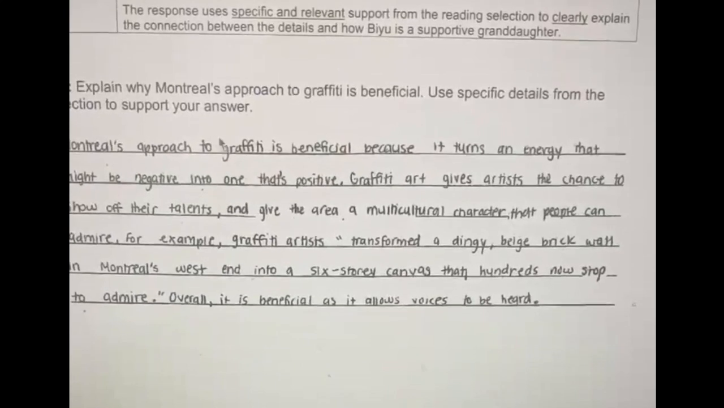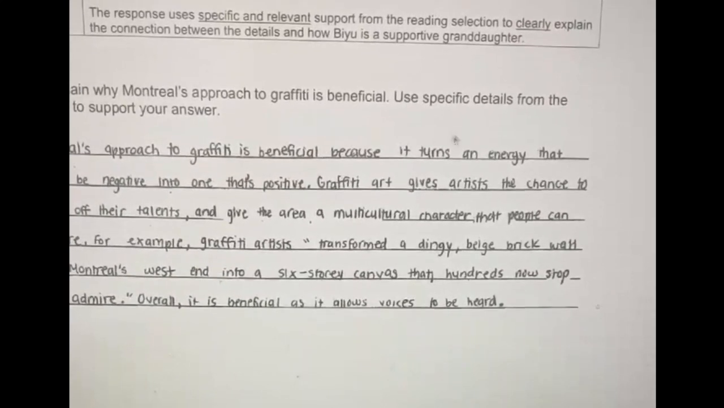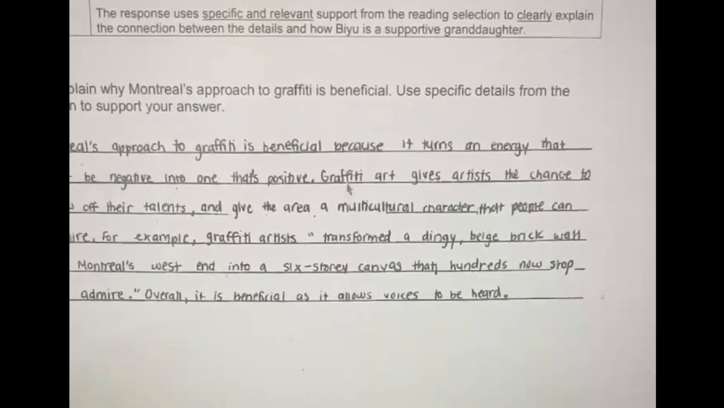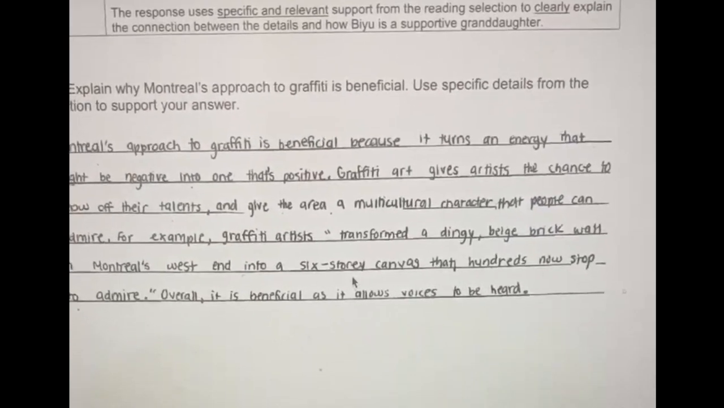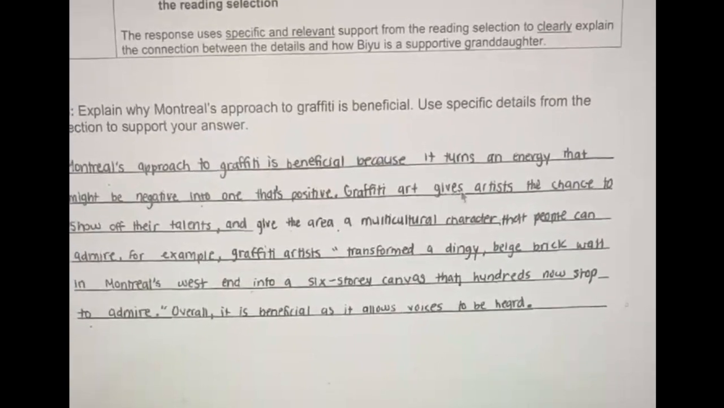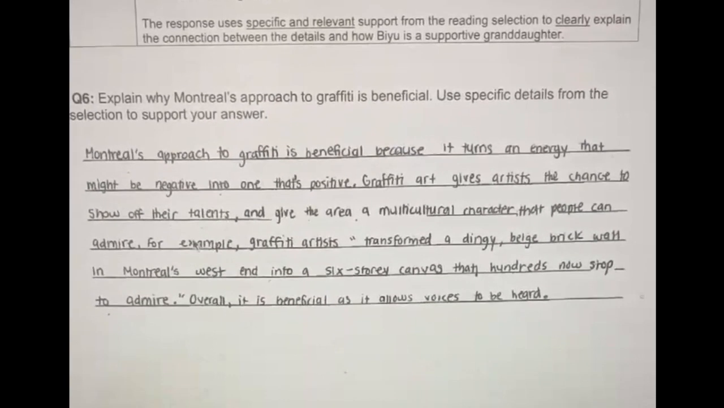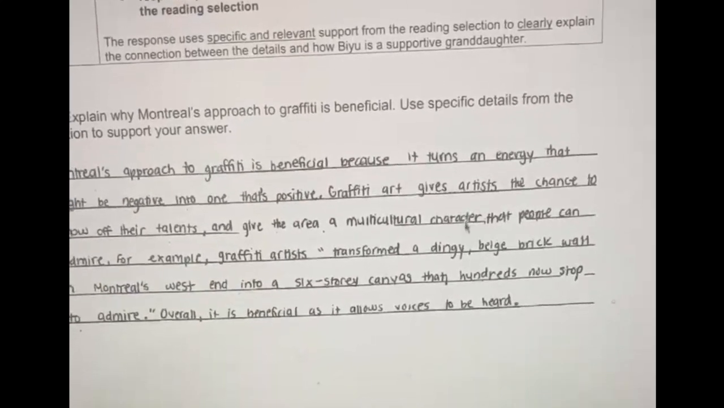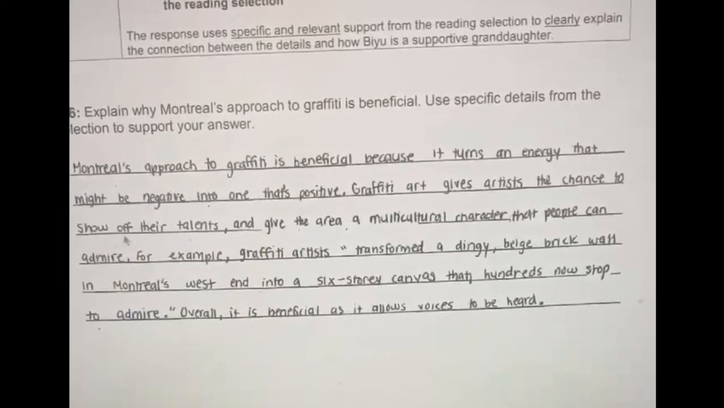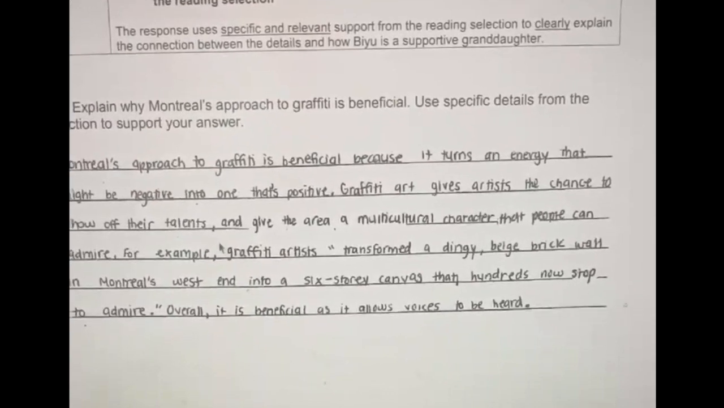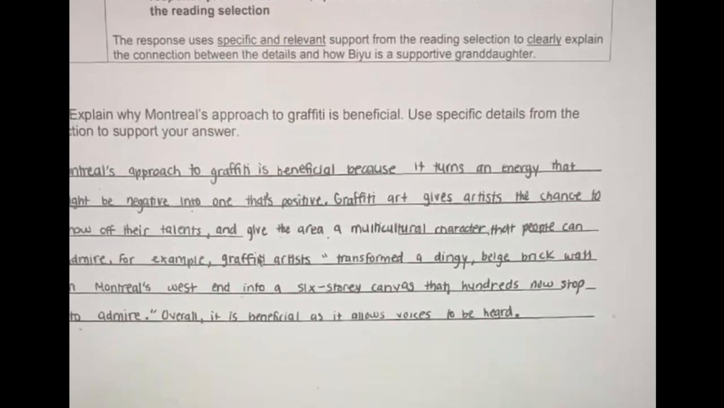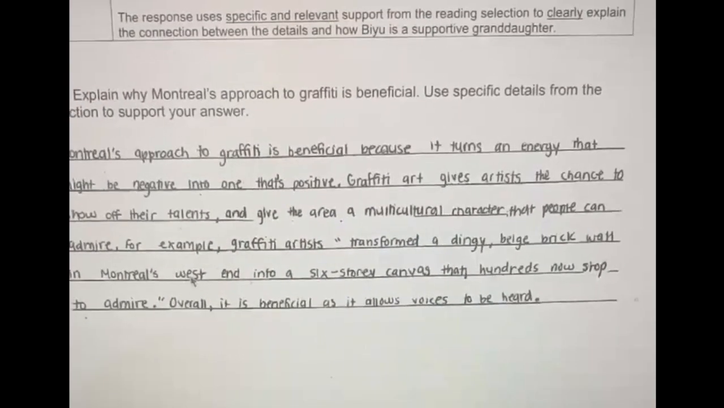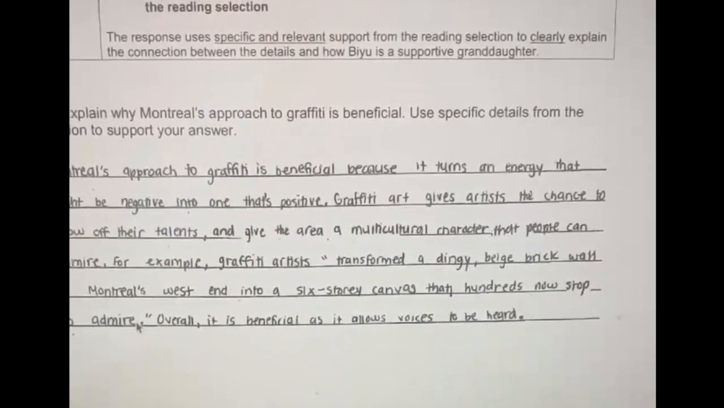Okay, so now that you have the keywords from the question and you've given an answer, everything else is your supporting details. This is where you should use examples from the text. So notice, "graffiti art gives artists the chance to show off their talents." So you're explaining, and then it says it will provide multicultural character that people can start to admire. Notice the transition used: "For example, graffiti artists," and then here's the quotation. Okay, so it gives us the knowledge that this is coming from most likely the text.